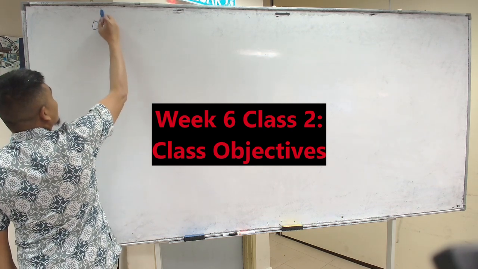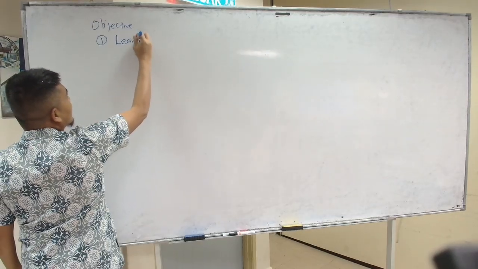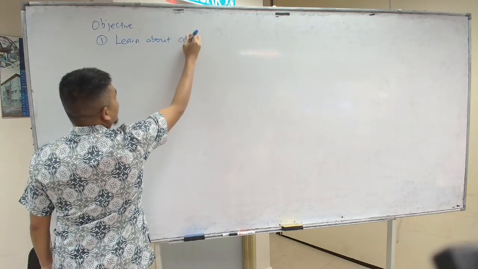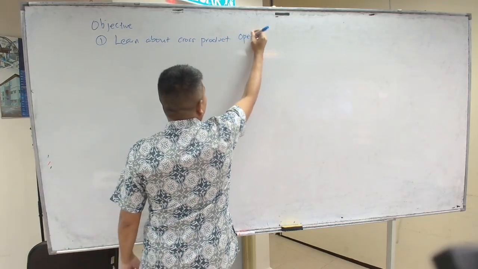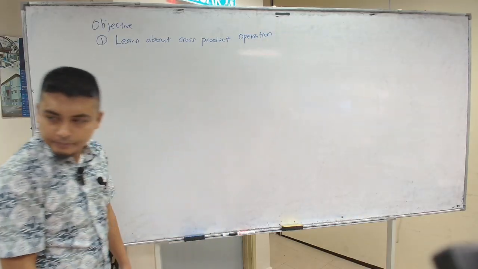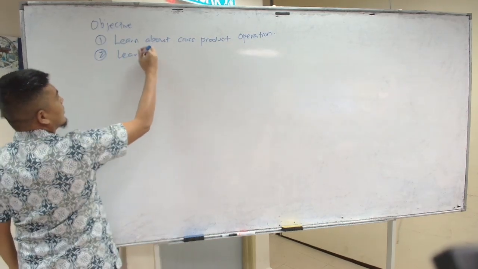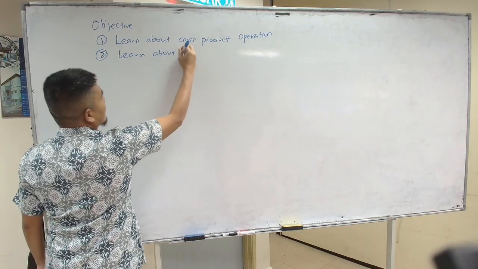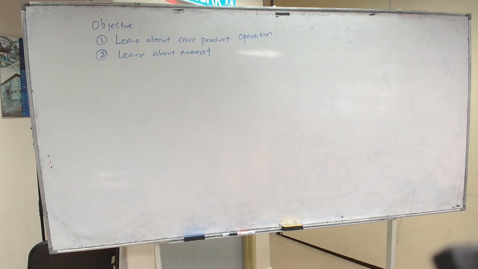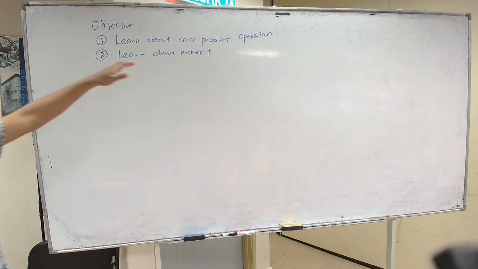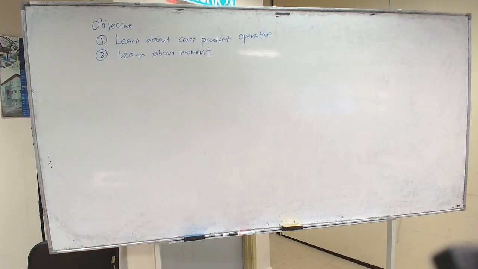The objective of the lecture today. Number one, learn about cross product operation. And then our second objective is about learning about the moment. So in this 1 hour, we will cover cross product operation and also the moment. So this is our objective for the class today.